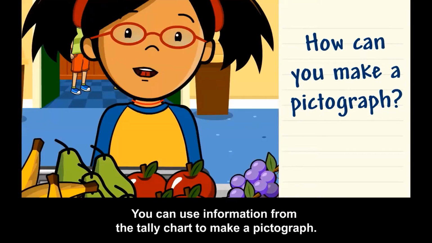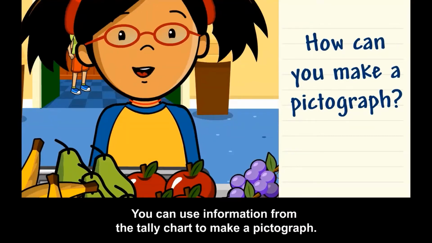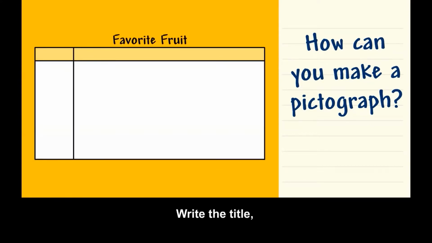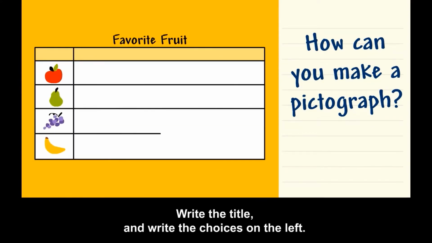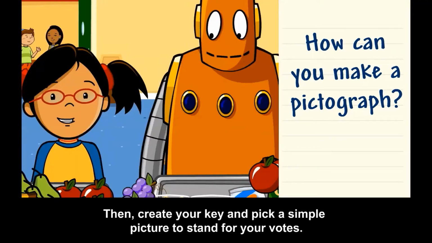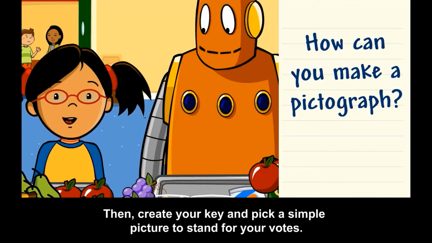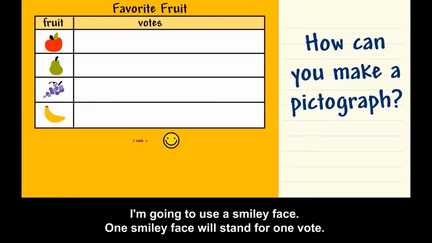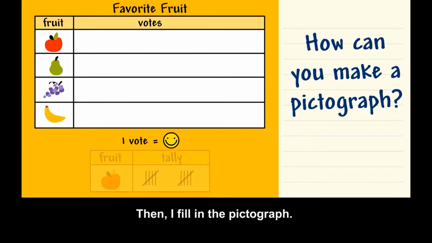You can use information from the tally chart to make a pictograph. First, draw a chart with 2 columns. Write the title and write the choices on the left. Then, create your key and pick a simple picture to stand for your votes. I'm going to use a smiley face. One smiley face will stand for 1 vote. Then, I fill in the pictograph.